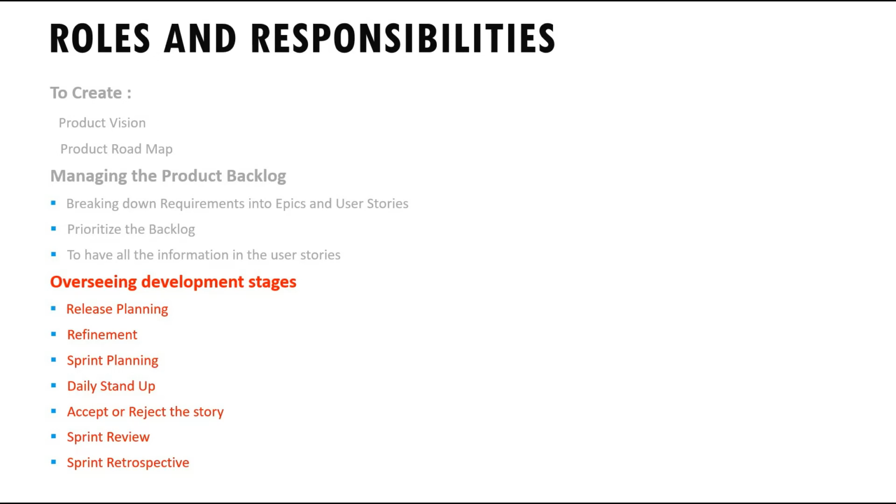The next section is overseeing development stages. Once the product backlog with a list of user stories is ready, the next responsibility of a product owner is to get these user stories developed by the development team. Let us see how he does this under the Scrum framework.